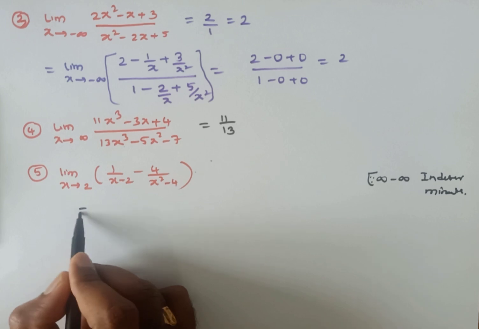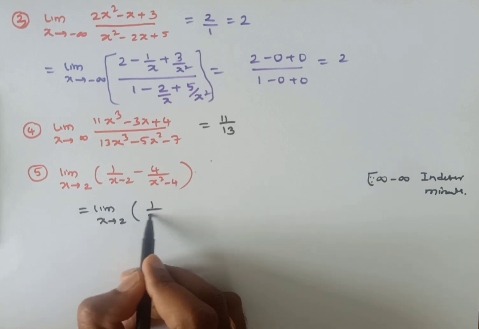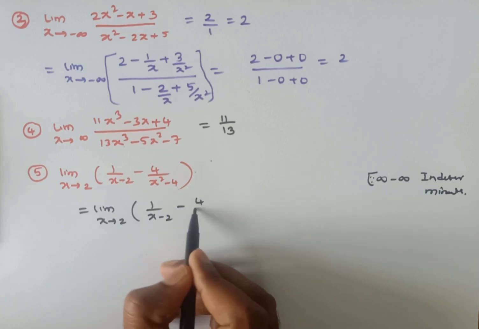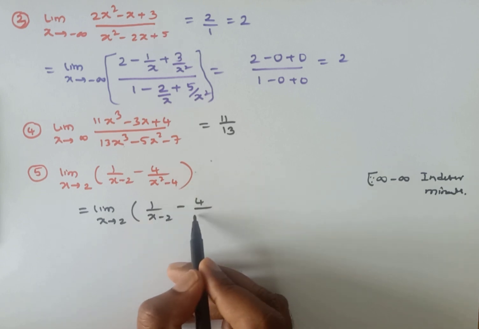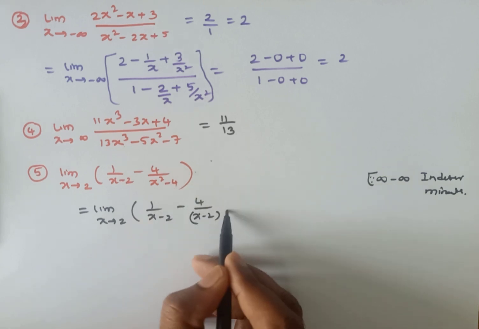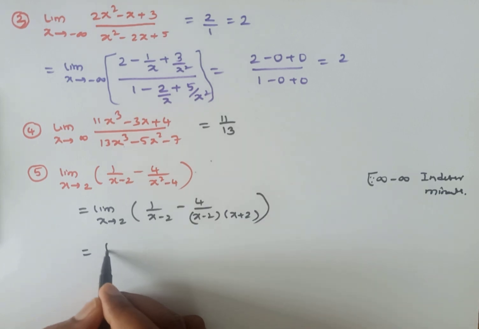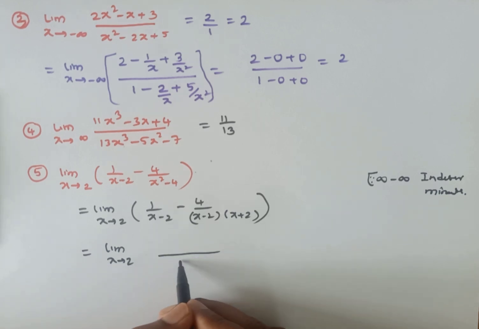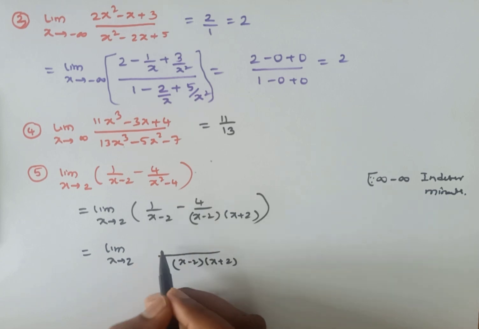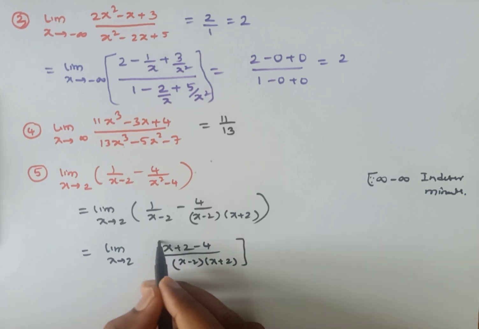So simplify like this: limit x tends to 2. 1/(x minus 2) is as it is. Now minus 4 divided by x square minus 4 can be written with 2 square, so it is (x minus 2)(x plus 2), a square minus b square form. Now the limit is x goes to 2. Here the LCM is (x minus 2)(x plus 2). So it is x plus 2 minus 4, divided by this.